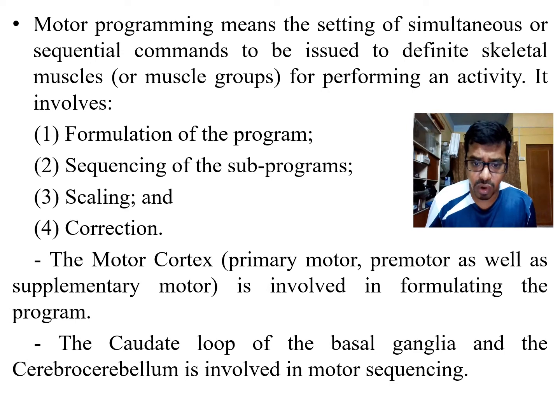Then the caudate loop of the basal ganglia, which you have already been taught, and a part of the cerebrocerebellum is involved in the sequencing of these programs. So these programs have been formulated, they have been sent to the caudate loop and the cerebrocerebellum. They sequence the program in which they need to be run.